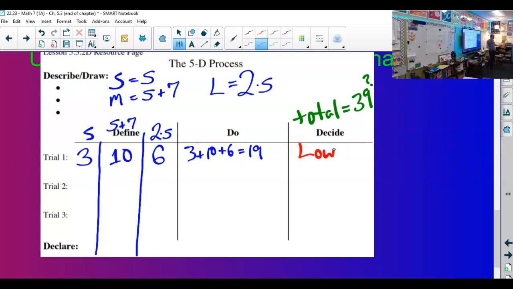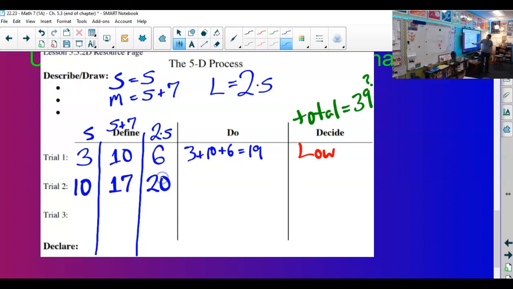Since we're too low, what are we going to do with our guess? Increase. Christian says double it. We could go even further than that. Ivan wants to go way up and go for 10. You're welcome to try a different number, but I'm going to make a pretty big jump because we're pretty far away. If 10 is the short side, what's the medium side? 17.